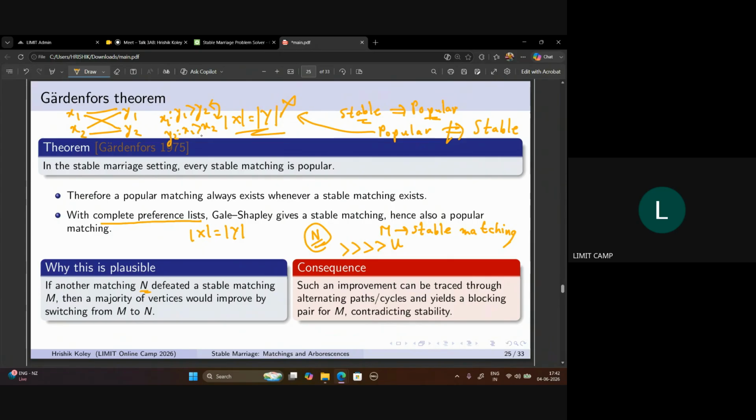then you lose y2's vote, but you gain x1's vote. So in that case, the popularity remains the same in both the matchings. So there cannot be a matching that's more popular. As popular, yes, but it's not more popular. Now, let's say the number of votes strictly increased from M to N and M was a stable matching. That can only happen if X1 preferred Y1 over Y2, and I should choose a different color maybe.